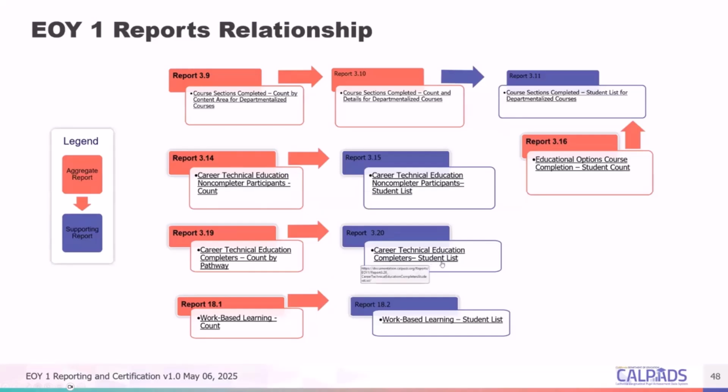You always want to look at the detail reports. You see in the title, it says student list, or details for departmentalized courses. It helps you investigate and reconcile your counts.